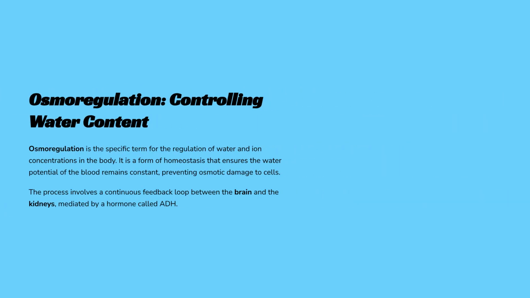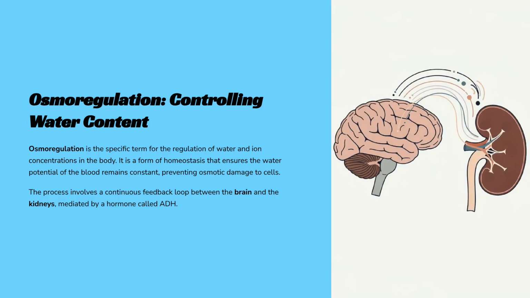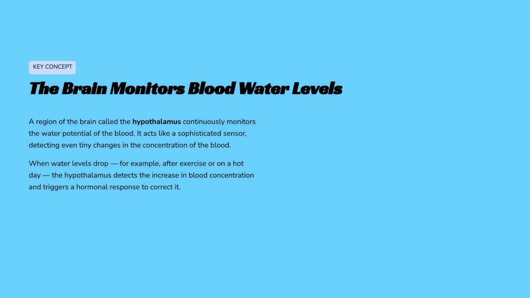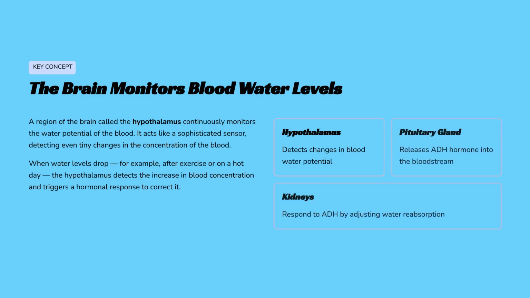Osmoregulation is the specific regulation of water and ion concentrations, a form of homeostasis that keeps blood water potential constant. It uses a continuous feedback loop between the brain and kidneys, mediated by the hormone ADH. The hypothalamus in the brain constantly monitors the blood's water potential. When levels drop, the hypothalamus detects the concentration increase and triggers the pituitary gland to release ADH into the bloodstream. The kidneys then respond by adjusting water reabsorption.